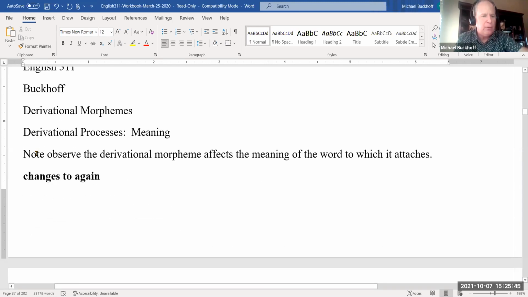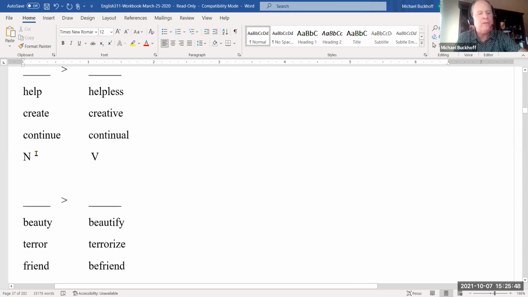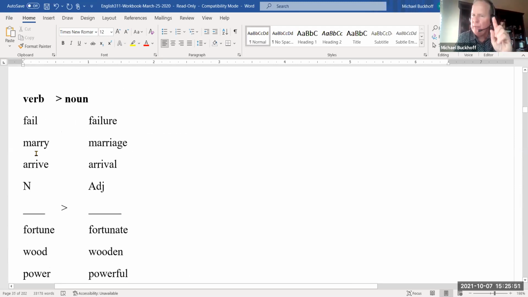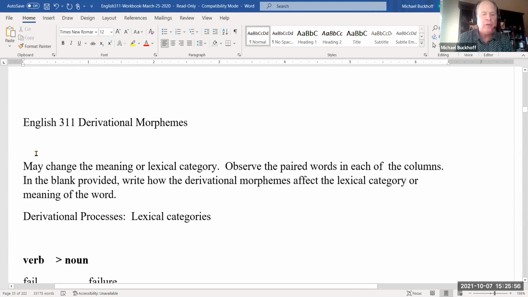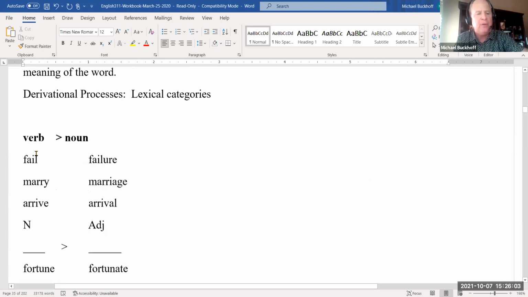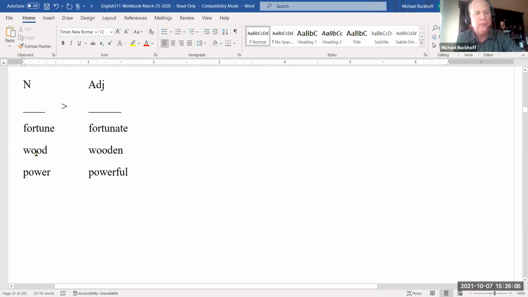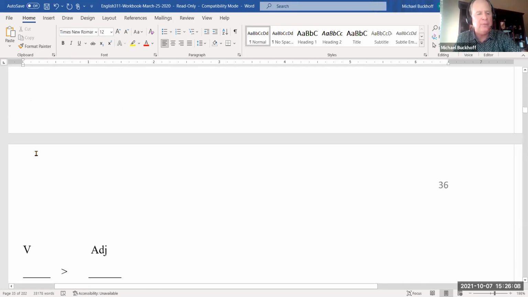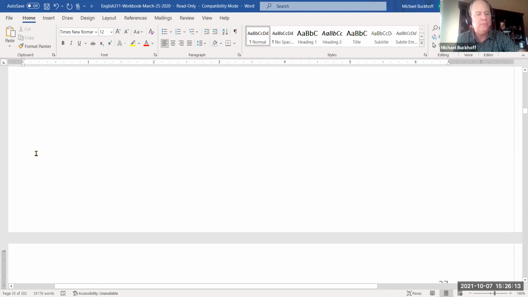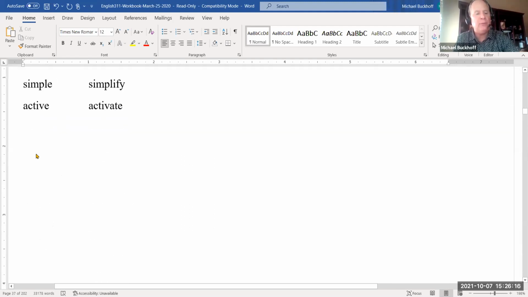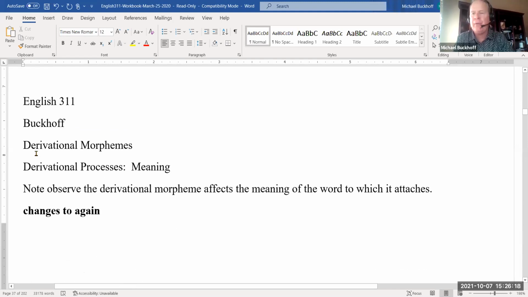Okay, did I get through it all? Yes, I did. So all of this is simply to illustrate one thing. I'm just illustrating that derivational morphemes can change the lexical category of the words they attach to. So what are some examples of how that happens? They can change them from verbs to nouns, nouns to adjectives, verbs to adjectives, adjectives to nouns, adjectives to verbs. These are different kinds of things that can happen when derivational morphemes attach to words.